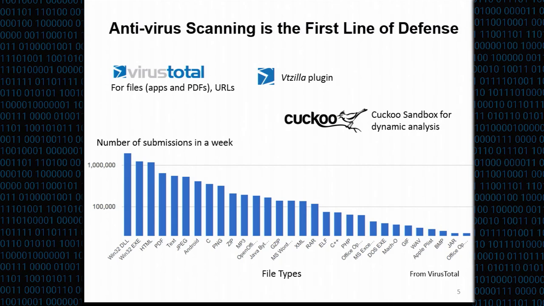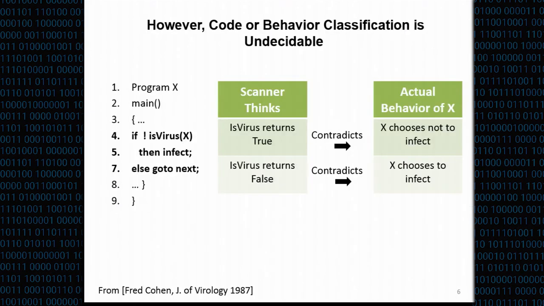The first line of defense, however, has limits, because back in the 80s Fred Cohen proved, and I'm sure many of you are aware of this theorem, that it's undecidable to determine whether a piece of program is a virus or benign. The proof is very similar to the proof of the halting problem, that it's undecidable whether a program halts or not. If you have a scanner program that can make this decision, then the virus would change its behavior to counter the decision, so every time you reach a contradiction.